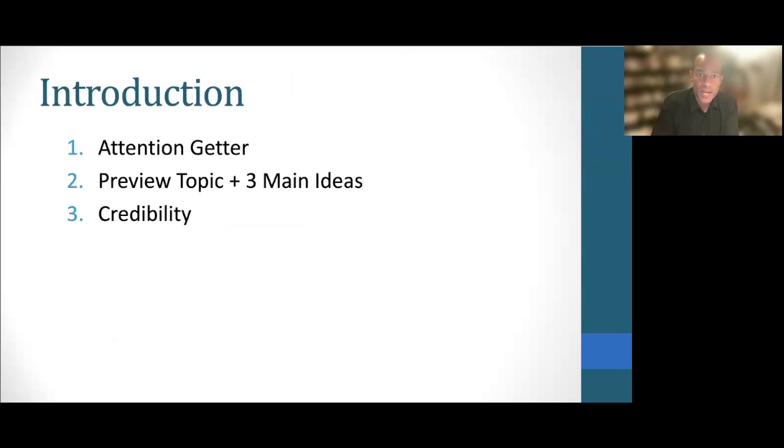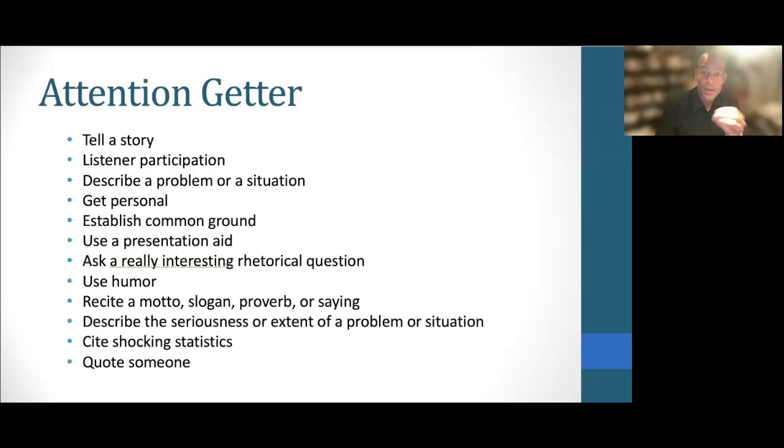We've got three things that we've got to do in the introduction. We have to start with an attention getter. We've got to preview the topic and the three main ideas. And then we've got to talk about credibility. And so let's remember for the attention getter, okay, we had that handout on the introduction and conclusion, and it gave us some suggestions for what we could do for an attention getter, whether we tell a story, have listener participation, ask a question, whatever it's going to be, okay?